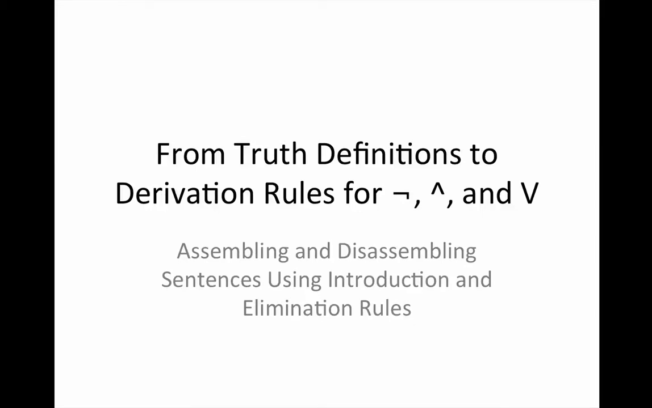So this video is a continuation of and a dive into the discussion from the previous video, the chapter 6 from Language, Proof, and Logic overview video, where we talked about the derivation rules for negation, conjunction, and disjunction in a rather introductory way. Here, what I want to do is take a deeper dive into the ways in which you can understand what these rules mean and how to use them.